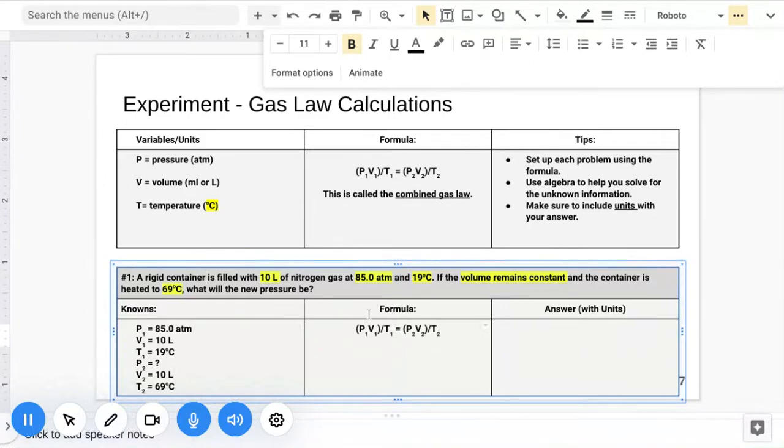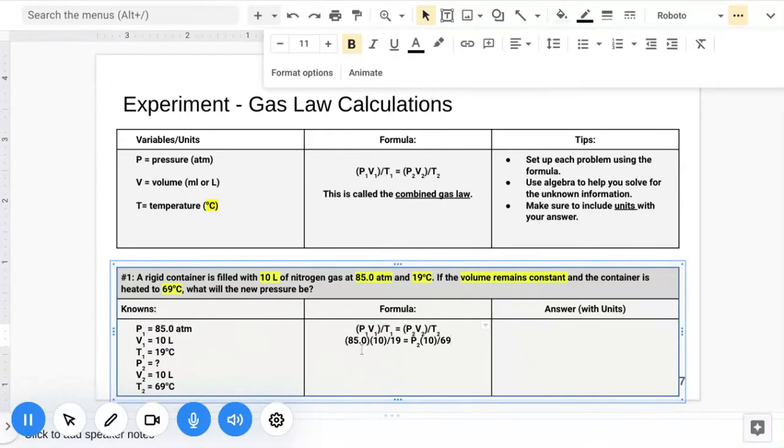Okay, we are going to replace the variables in the formula with the information that we know. So we have 85 atmospheres times 10 liters divided by the initial temperature, which is 19, equals, we don't know the final pressure, so we're going to leave the P there, times the final volume, which is still 10 liters, divided by the final temperature, which is 69.